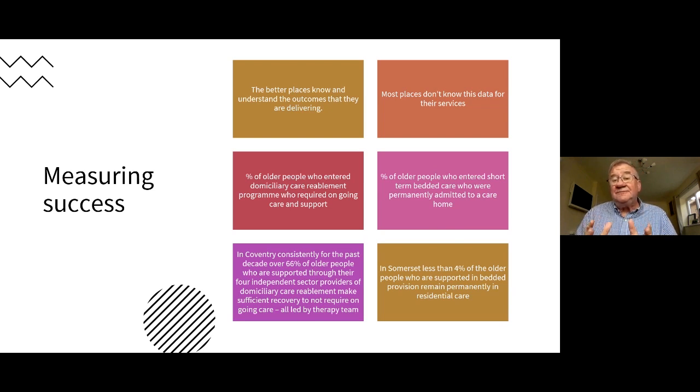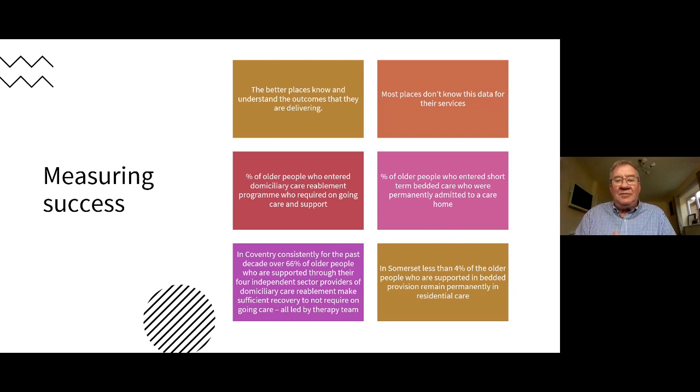So what we're seeing is a reduction in older people entering domiciliary care reablement. That's a challenge. But obviously the big measure is what happens to people who go into the reablement programs. This is the simple measure we should be using: do they require ongoing care and support or not? That would be a simple measure. That's certainly in Coventry, where I live. They have, I think it's four now, four independent care providers providing their domiciliary care reablement. They are all held to account to achieve a two-thirds target every month, and they've been achieving that for 10 years.